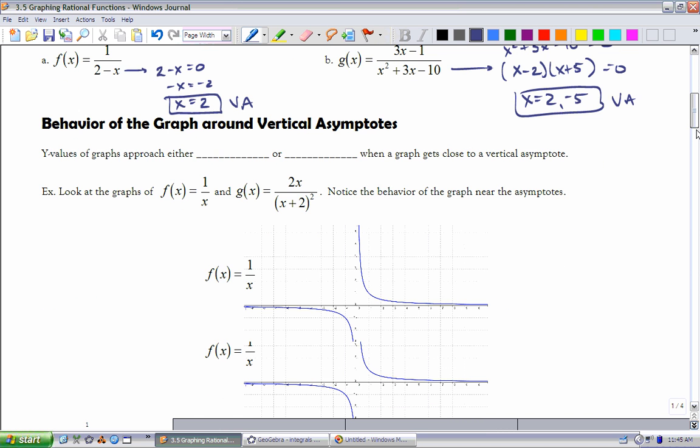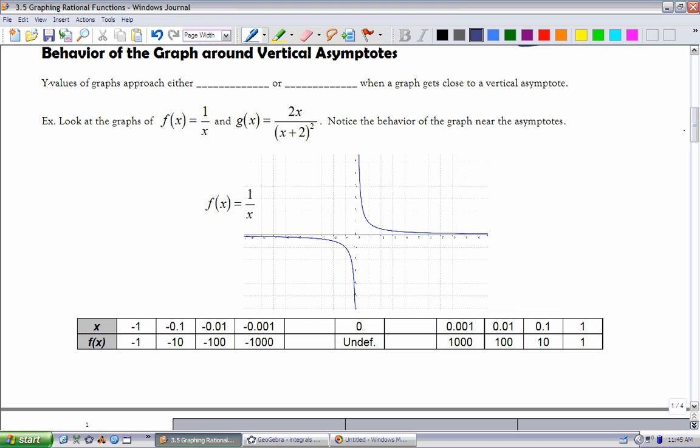Now, what's interesting is to take a look at what happens on a graph with vertical asymptotes. Y values of a graph approach either positive infinity or negative infinity when a graph gets closer to a vertical asymptote. And I really encourage you to explore this, but we're going to take a look at it graphically here with the first one, f of x equals 1 over x. Now, we need to realize that this one has a vertical asymptote at x equals 0. And you'll see that here on this graph.